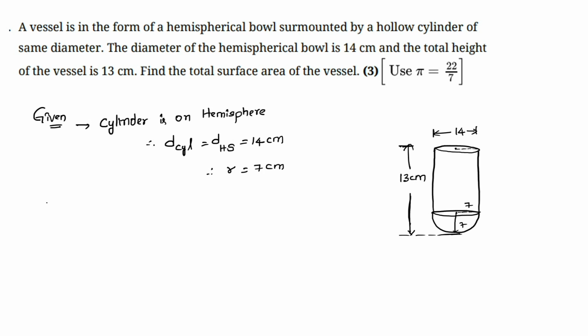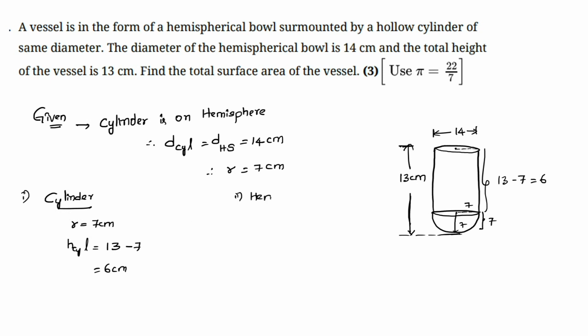Okay, now we'll write dimensions of cylinder. Cylinder dimensions. Radius is equal to 7 centimeter. Height of cylinder is equal to total height 13 minus 7, that is equal to 6 centimeter. Similarly, number 2 we have to write hemisphere dimensions. Hemisphere R is equal to 7 centimeter.